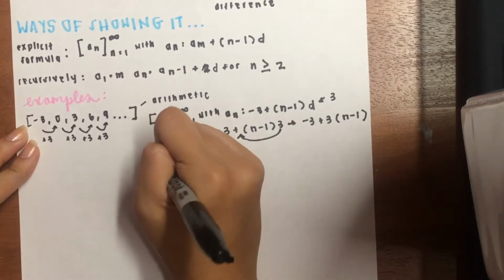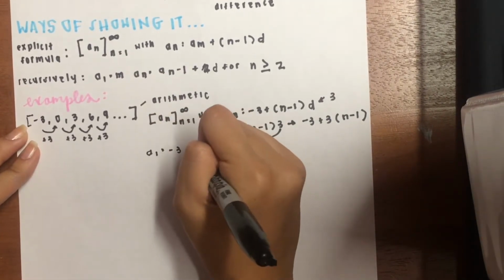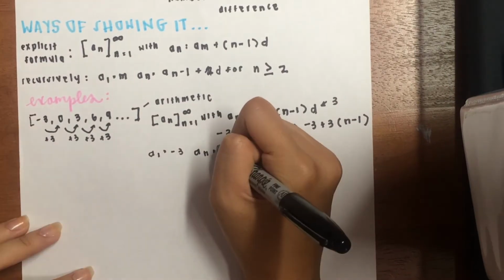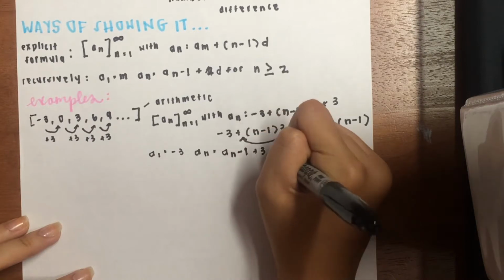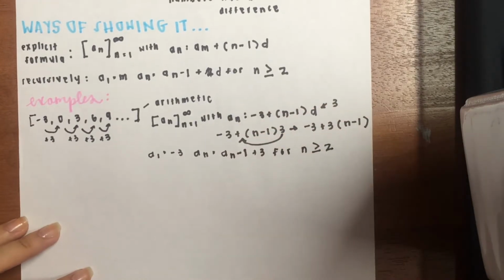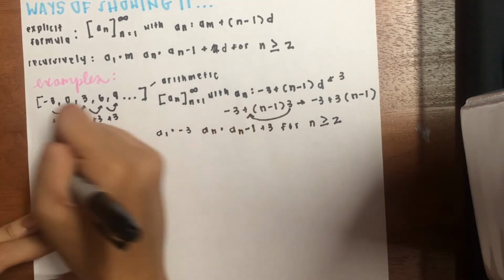We can also write this recursively. a_1 is equal to -3, since -3 is the first term. a_n equals a_(n minus 1) plus 3 for n is greater than or equal to 2. It's plus 3 because 3 is the difference.